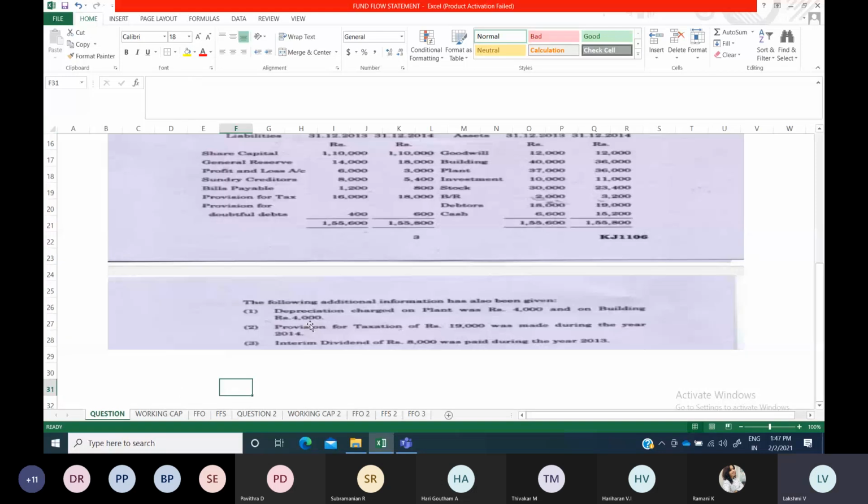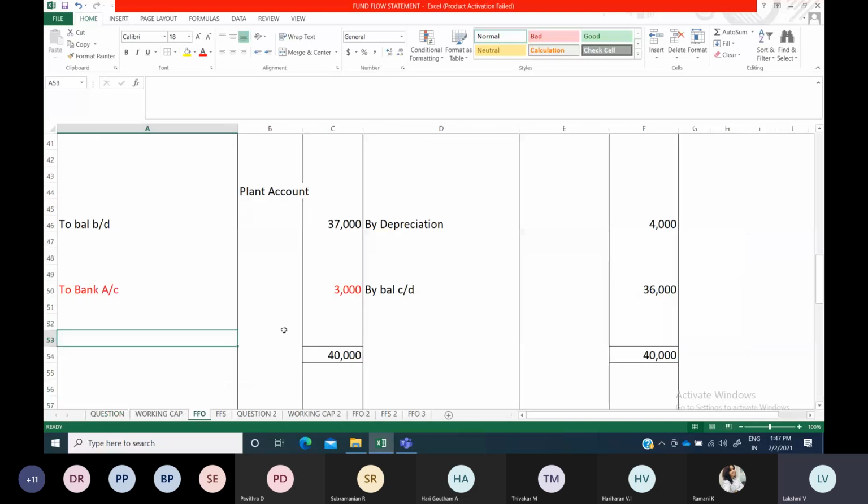Because depreciation is given, you have to prepare that and find out how much amount you are getting, either purchase or sale, or if it is getting tallied on both sides, that means no purchase, no sale has been done. That's it. Only if you get a balancing figure like this on this side, it is known as purchase, and if you get it on the other side, it is known as sale. So just find out how much you are getting actually.